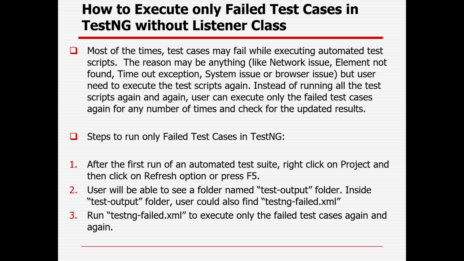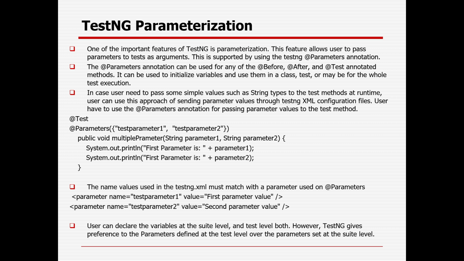There are two approaches. One is without a listener class, where you go to the test-output folder, and there is a testng-failed.xml. If you run it, it will execute only the failed test cases. Apart from that, you can also use the listener class. There is a retry analyzer listener, and you can automate the process. You can give how many iterations you want. In case of any false failure, it will try to execute again, and if it passes, it will pass the test case. That is automatic. Manual intervention is not required at all to run or monitor only the failed test cases.